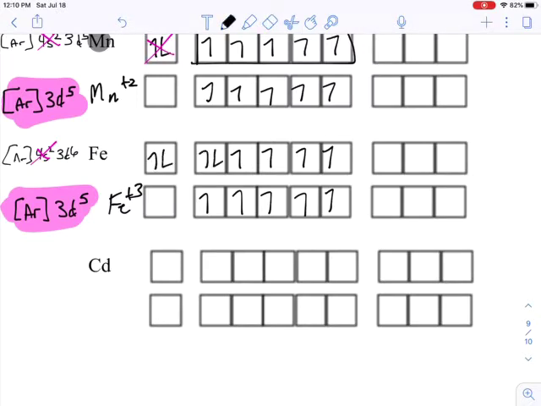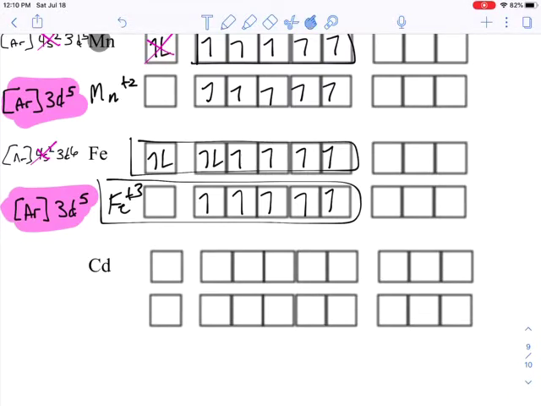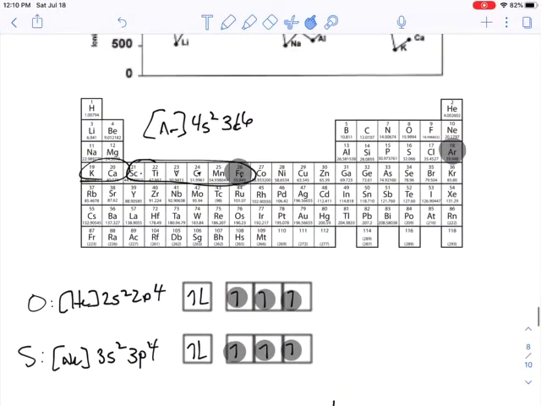So here is normal iron. Here are iron atoms. And then below are iron ions. So that's how iron shows up, but this is how iron wants to be in order to be stable.